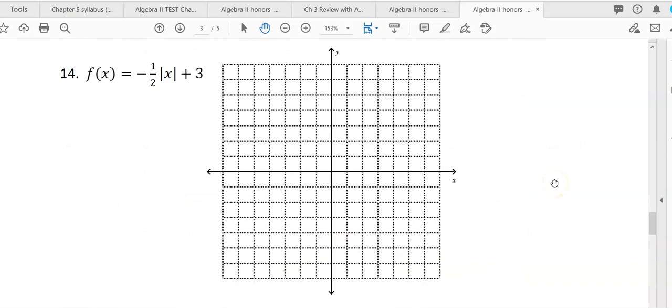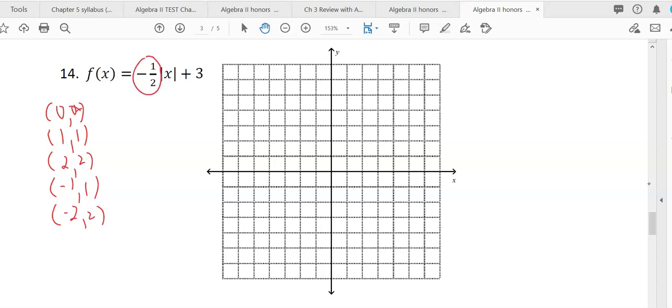And this one's probably the toughest just because it's got a lot going on, especially with the a value. So if you know your parent graph, like 0, 0, 1, 1, 2, 2, negative 1, 1, negative 2, 2. All the y values are being multiplied by negative 1/2. So that's still 0. This is now negative 1/2. This is now negative 1, negative 1/2, and negative 1.